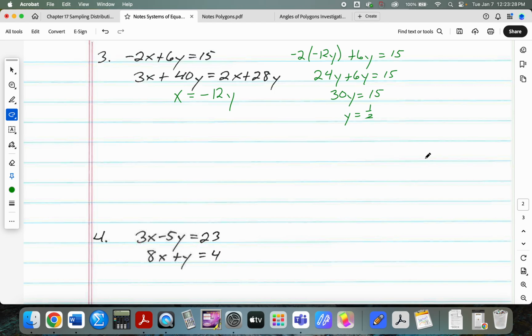You will have some fractions on these. If you get something like 11 and 13/57ths, it's probably wrong. Because, well, although I'm the meanest person you're ever going to meet in your life, I'm not that mean. All right, so if y is a half, then x is negative 12 times a half, so x is negative 6.